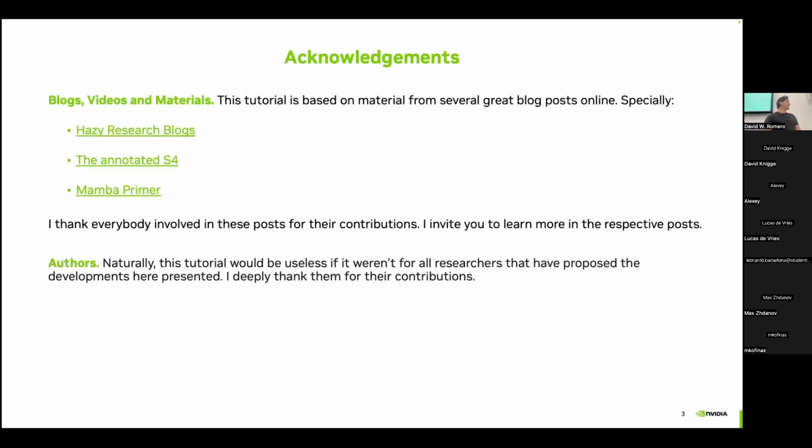Cool. First of all, some acknowledgements. A lot of the material that I'm going to be showing here is taken from different parts of the internet. And the most relevant ones are these three here, which are the Hazy Research blog, that's a blog post from Stanford, then the Annotated S4, which is from Sasha Rush, and also the Mamba primer from him. And of course, if it wasn't for the authors that have contributed all of these things, we wouldn't be talking about this at all.